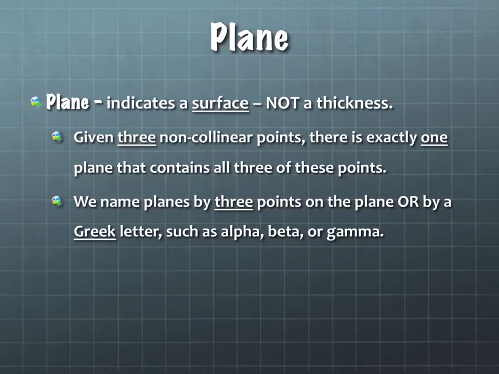We name planes by either the 3 points on the plane or by a Greek letter like alpha, beta, or gamma. Okay?